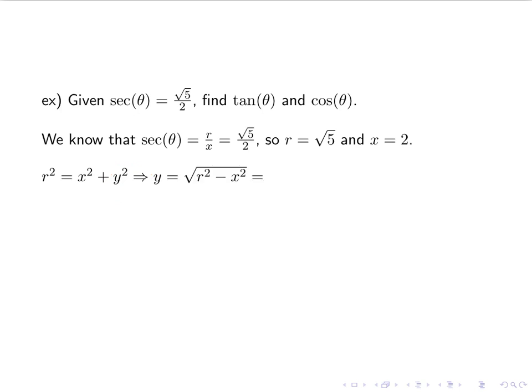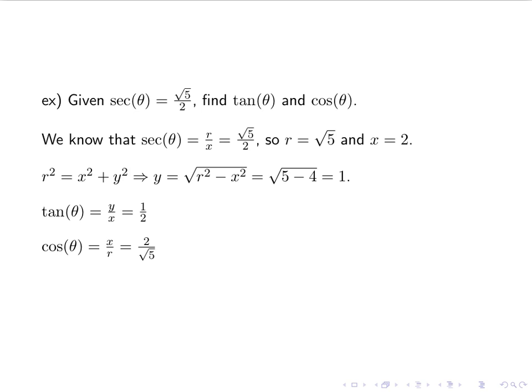So y is the square root of r squared minus x squared, which is the square root of 5 minus 4. Remember, root 5 squared is 5. So make sure you're not squaring 5. It's the fact that you're squaring the square root of 5. So the square root of 5 squared is 5. And then 5 minus 4 is 1. The square root of 1 is 1. So tangent of theta, y over x, is 1 over 2. Cosine of theta, x over r, is 2 over root 5.